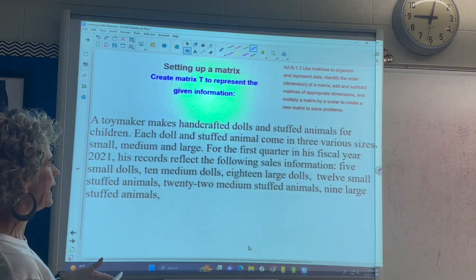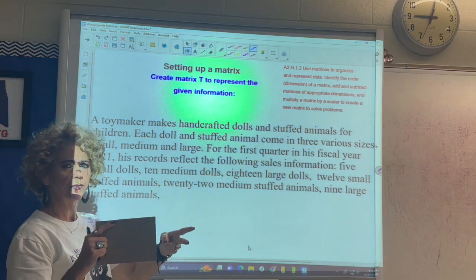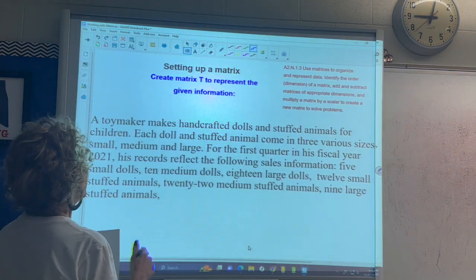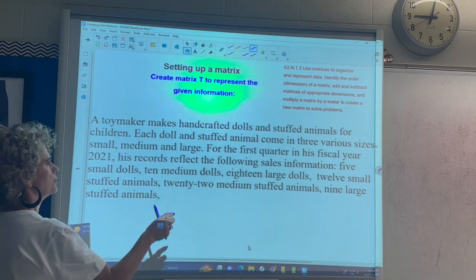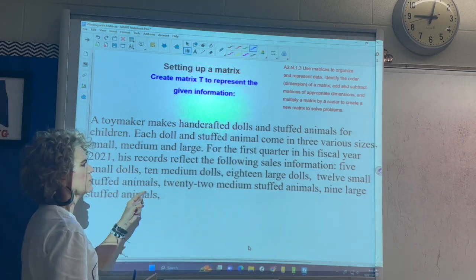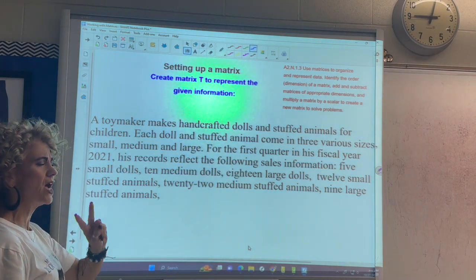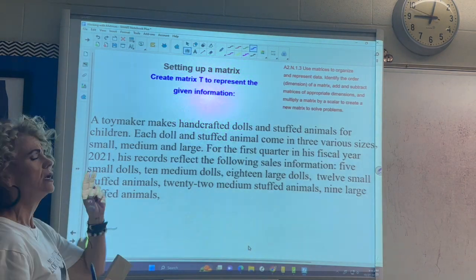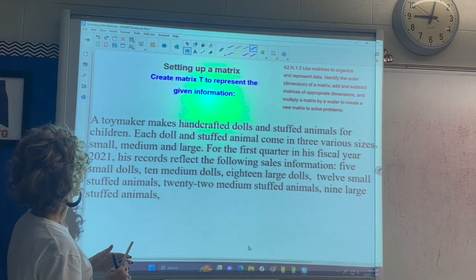He makes them by hand, and there are 2 different types. We have dolls and we have stuffed animals. So I have dolls and stuffed animals, okay? Each doll and each stuffed animal come in 3 various sizes. So I have 2 different items that I sell. Each item that he sells comes in 3 sizes: small, medium, and large.